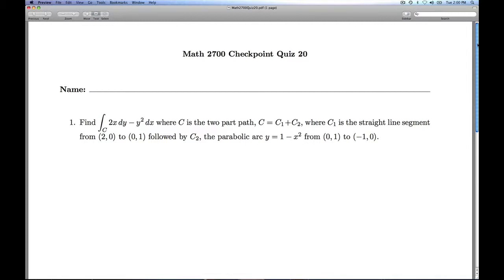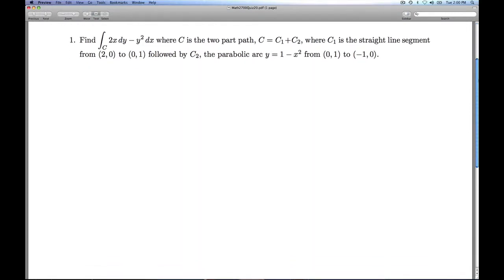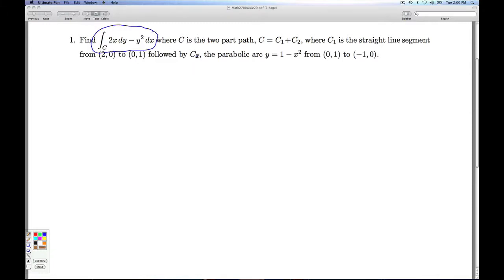Hi folks, this is Calc 3, Checkpoint Quiz 20. We're asked to find a line integral, which is a work integral. It's written in differential form, and the path we're given is a two-part path. The first part is a line segment connecting (2, 0) to (0, 1), and the second part is a parabolic arc connecting these two points. So we're going to use properties of the work integral.